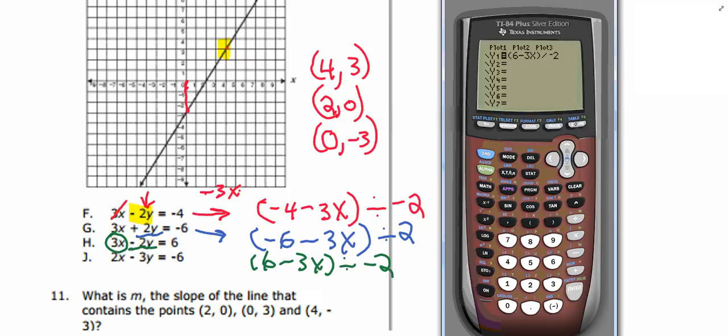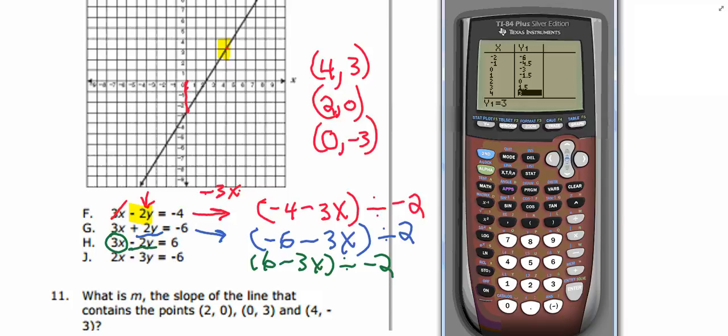Go back to my table, and let's see, we're looking for the 0 at -3, and that one matches up. Go down to 2, it's 0. And then let's go down to 4. When x equals 4, y equals 3 right there. And we found our answer.